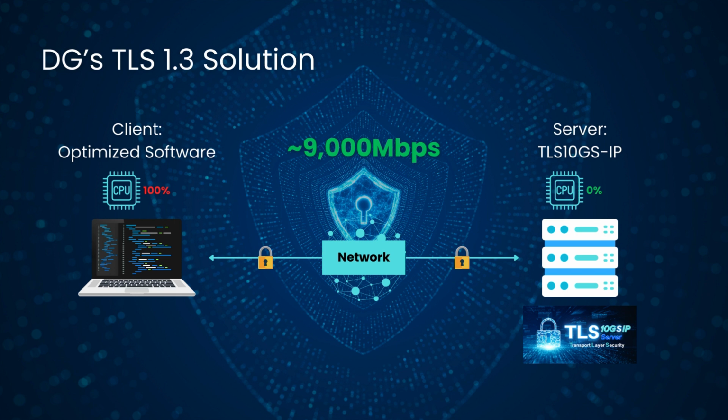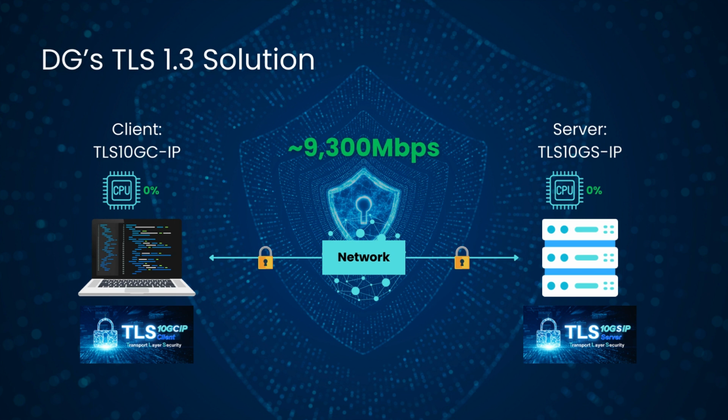However, in full duplex mode, we observe a decrease in transfer speeds. This suggests that the CPU struggles to handle both receiving and transmitting tasks concurrently in a secure connection, thereby impacting the ability to maintain the 10 gigabits per second throughput. By leveraging DG's TLS10GX solution to offload encryption decryption tasks, we can effectively restore transfer speeds to nearing 10 gigabits per second in both full duplex and half-duplex scenarios.